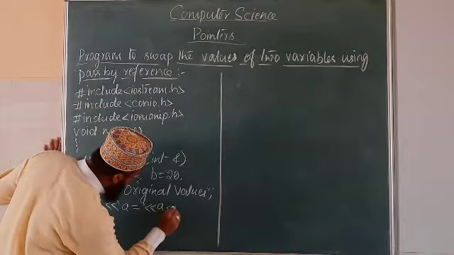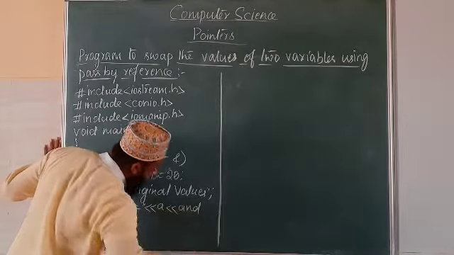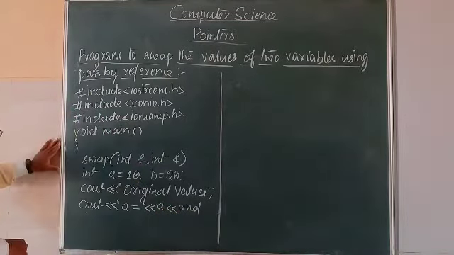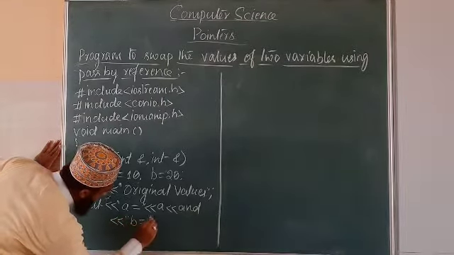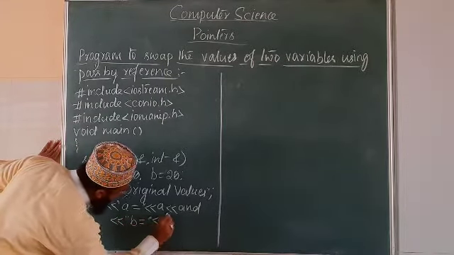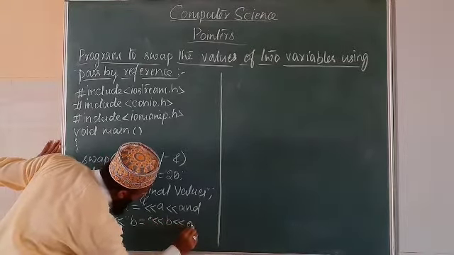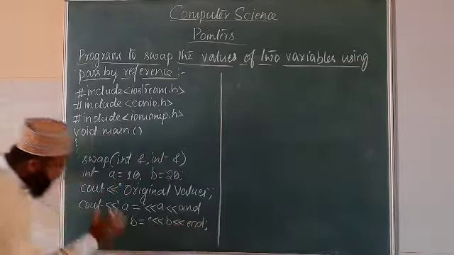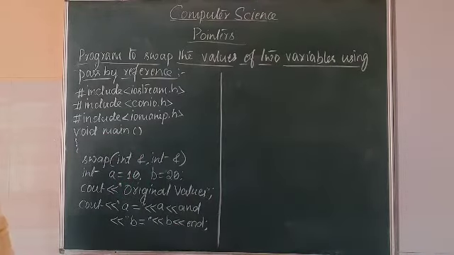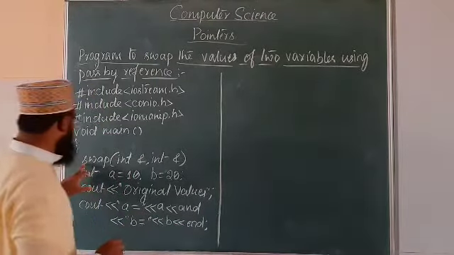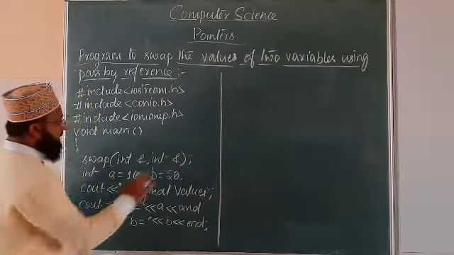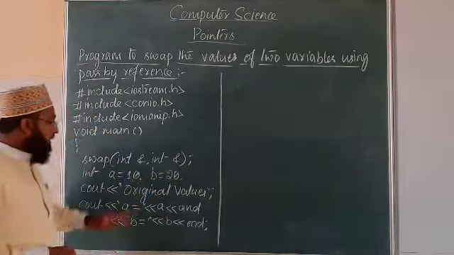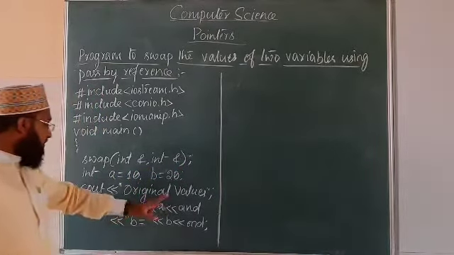And then B equals, then B, after that end line to come to the next line. This is the first swap int 1 and int 2 is here, semicolon. Then A equals 10, B equals 20, original values.